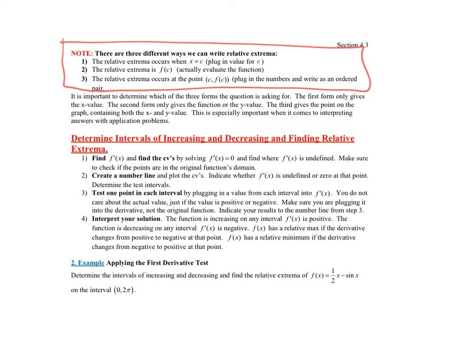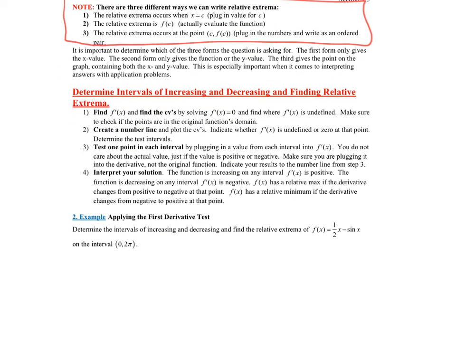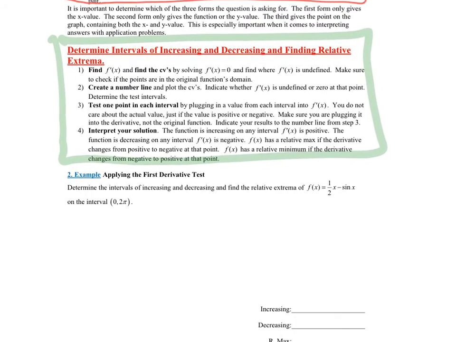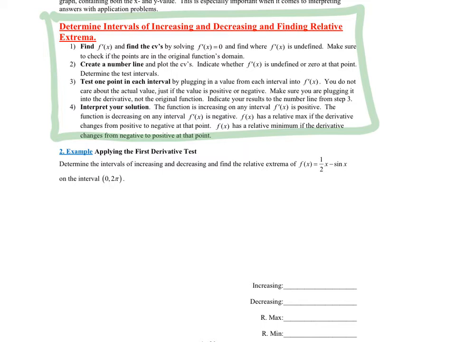Okay, so what are we going to do? We are going to do the exact same thing that we just did for intervals of increasing and decreasing. Find those critical values, create that number line, test a point, determine where it's increasing and decreasing. But once we have done that, we can go one step further and actually determine maxes and mins as well. So let's start off with a nice trigonometric function here to get us going on the application of the first derivative test. So again, the first step is going to be find those critical values.